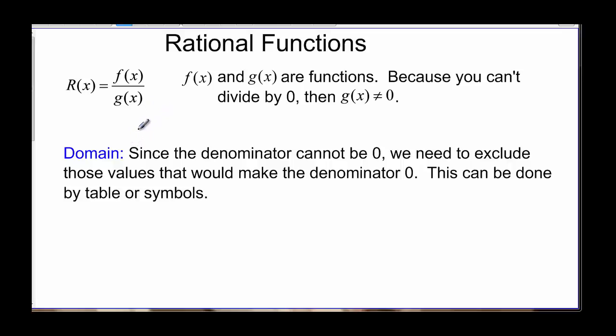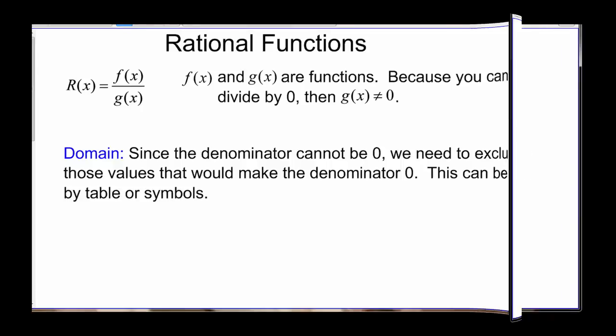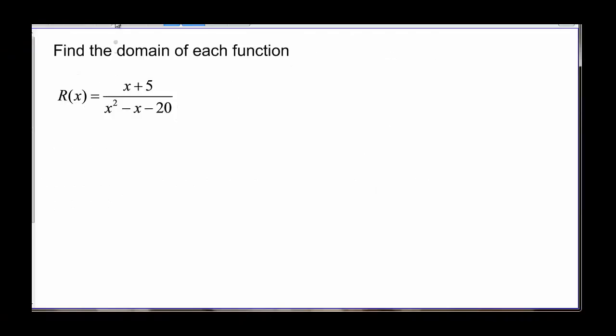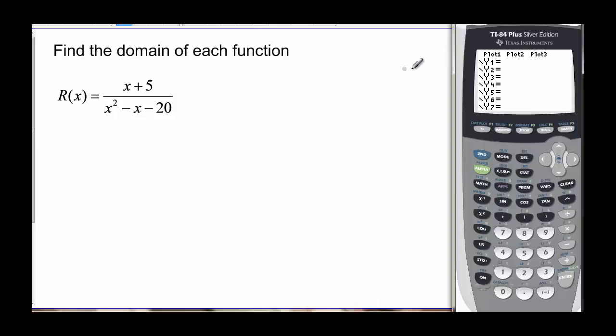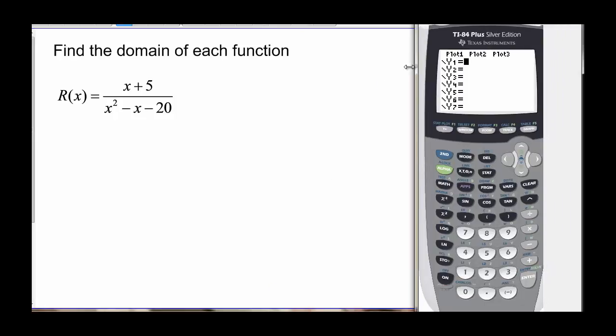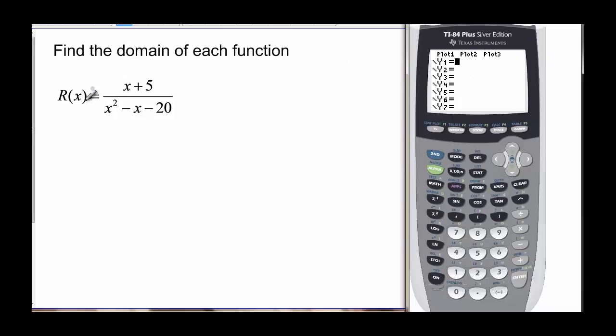The domain of a rational function excludes those values in the denominator that would cause it to be 0. So we have to restrict those values. This can be done either with a table or with symbols, and we'll do both. When we look at this function, when we're trying to find the domain, we really care about what's in the denominator. But this particular time, I want to show you how to use your calculator to help you find that. So we need to put the whole function in our calculator.